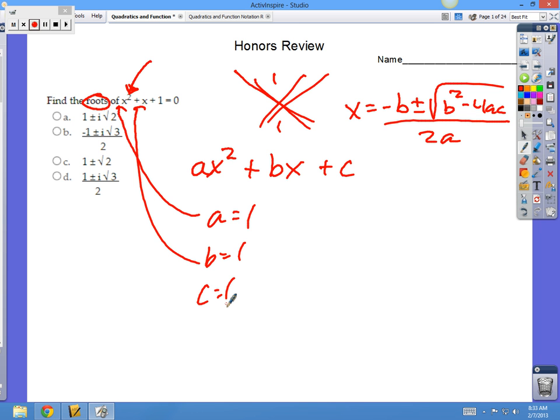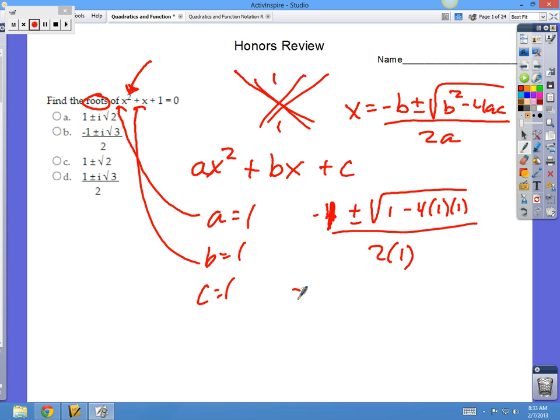So if A is 1, B is 1, C is 1, just plug them into the quadratic equation. So x equals negative b, negative 1, plus or minus the square root of 1 squared, that's 1, minus 4 times 1 times 1, all over 2 times 1. So my next step is negative 1 plus or minus the square root of 1 subtract 4, which is negative 3, all over 2. And here is my hint right here. I've got a square root of a negative, so it's going to be an imaginary answer.